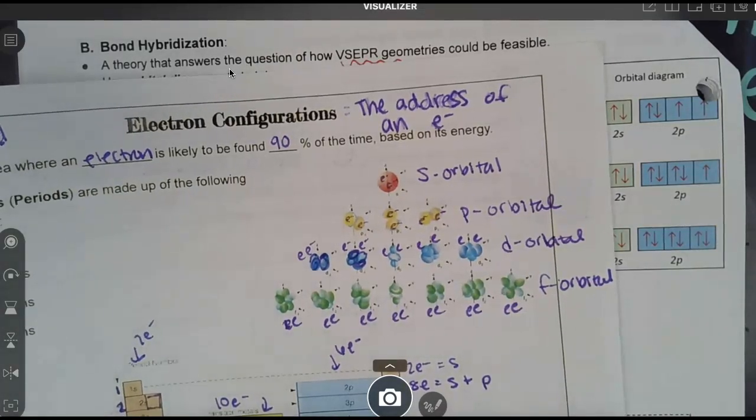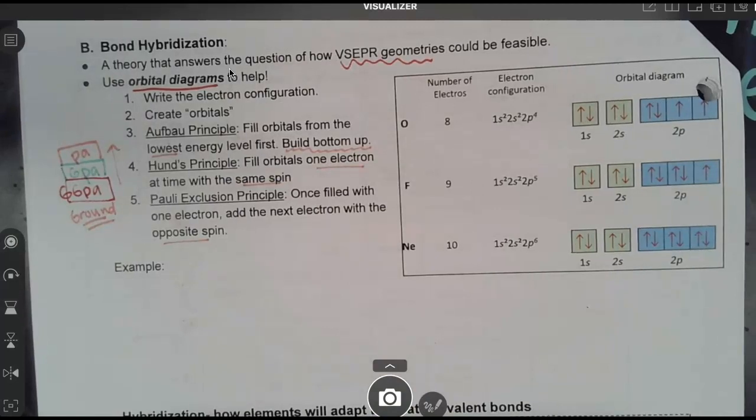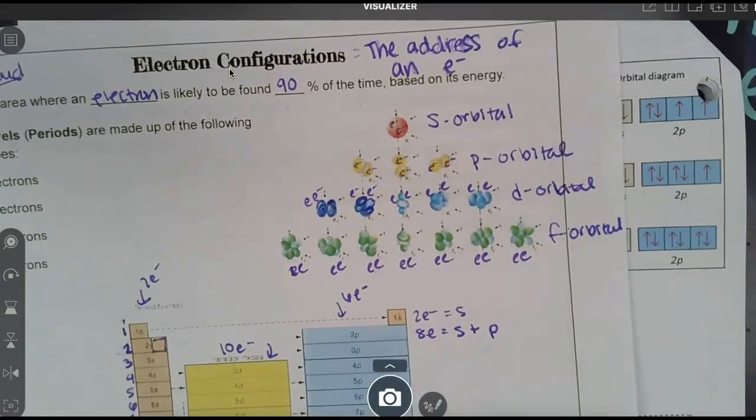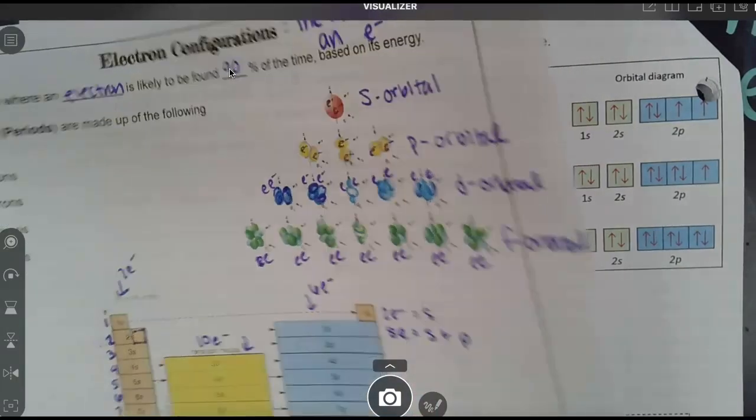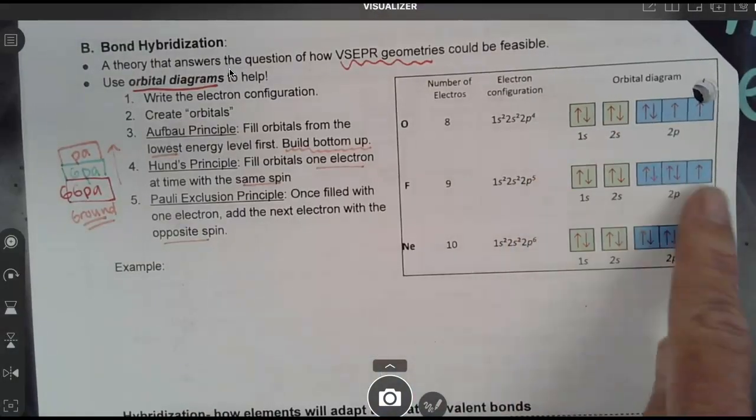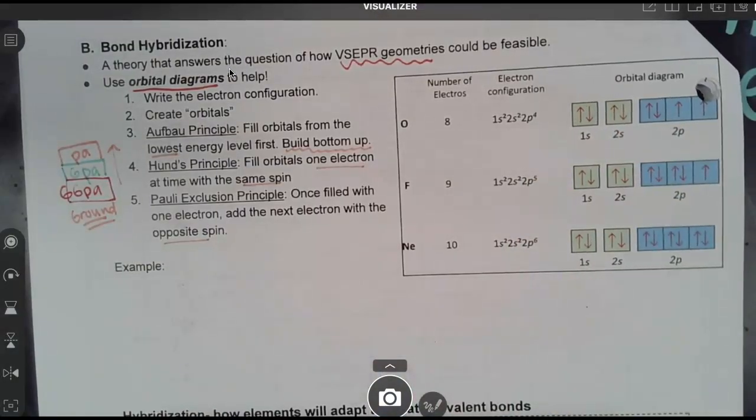So what we're really going to look at, though, is how we represent these orbitals in a picture, because again, I'm not going to have you try to draw all of these stacked on top of each other. That's impossible. So instead, we draw them with arrows in little boxes or on top of lines.